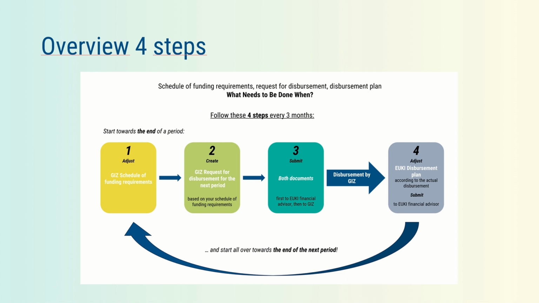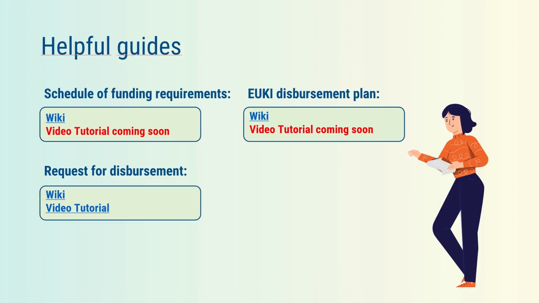So those are basically the 4 steps, and to sum it up once again: ideally start at the end of a period. First, adjust your schedule of funding requirements. Then create your request for disbursement for the next period. And after that, submit both documents to your EUKI financial advisor for a pre-check. After the pre-check, submit both documents to GIZ headquarters. After you have received your disbursement, adjust your EUKI disbursement plan and send it to your EUKI financial advisor.